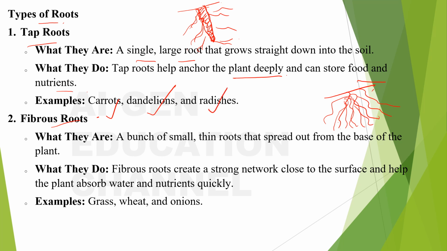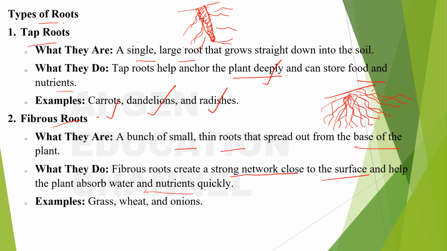Okay, so it is a single large root and it can go deeply, and can store the food and nutrients. How about the fibrous roots? A bunch of small thin roots that spread out from the base of the plant. See here I have mentioned, they will be small and thin and they will be branching out from the base of the stem. Fibrous roots create a strong network close to the surface and help the plant absorb water and nutrients quickly.